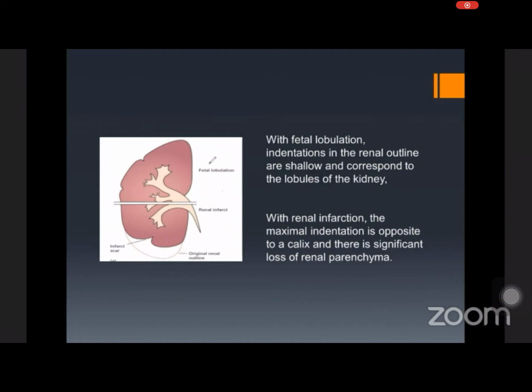So it's important to distinguish between a normal and abnormal pathology. Normal is fetal lobulation, and abnormal pathology is like infarct. Both of them will have an indentation on the outer renal contour. In the case of fetal lobulation, the indentation of the renal contour is shallow, and it's between the renal papillae. Whereas in case of infarct, the maximum indentation of the renal contour is just opposite to the calyx. Also we see the normal parenchymal thickness in case of a fetal lobulation, whereas in case of an infarct or a scar due to chronic pyelonephritis, there will be a significant decrease in the renal parenchymal thickness.